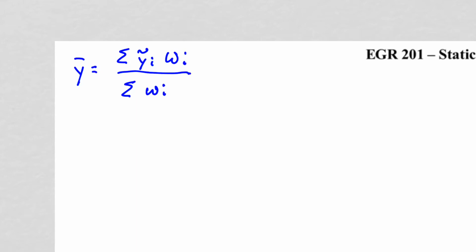Okay, so remember, we're looking for our Y bar. And Y bar is again defined as the sum of the Y tilde i for each composite shape, times the weight of each composite shape, and then divided by the sum of the individual weights of each composite shape. And it also asked what was the total weight. Again, we're going to use a nice table to solve this type of problem.